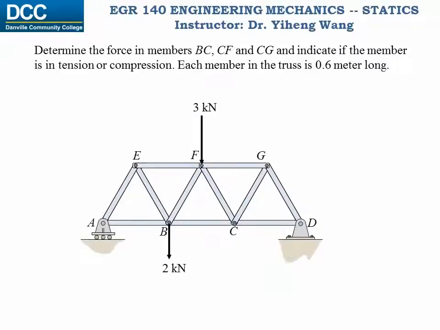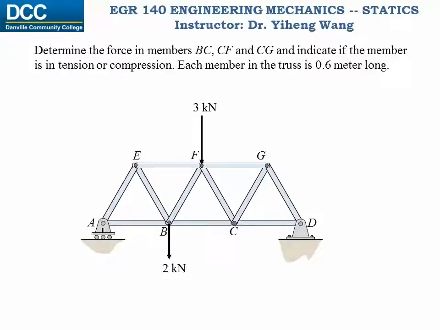Let's look at this example. For this structure, we are not asked to solve for all members, just BC, CF, and CG. Therefore, instead of using the method of joints, we use the method of sections because this way there are fewer steps involved.